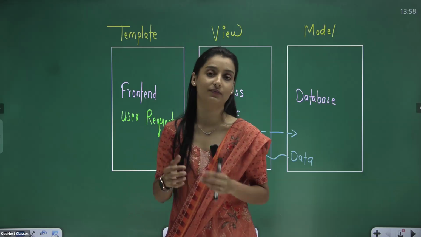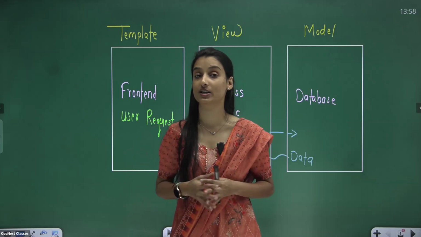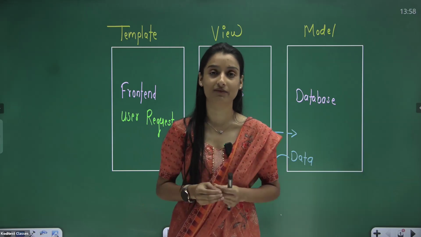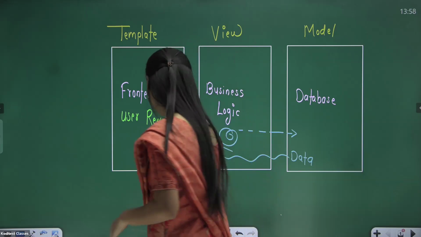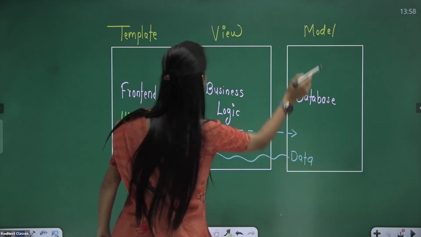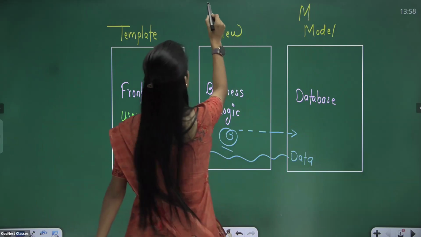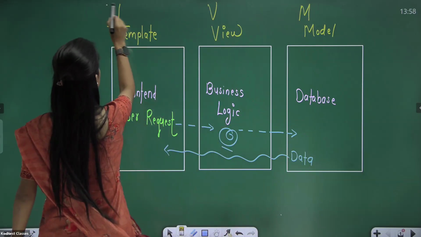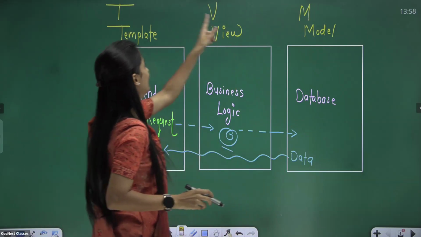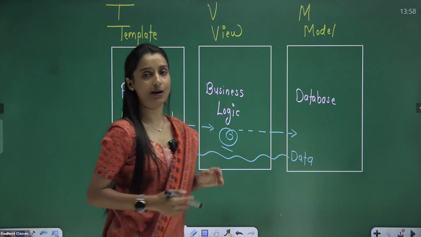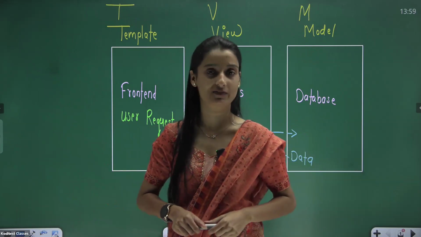So in interviews, if the interviewer asks you which architecture Django follows to build web applications, your answer should be: M is your model, this is your V, and this is your T. Django follows MVT architecture, which are nothing but the three layers of your application. I hope I am clear with this.